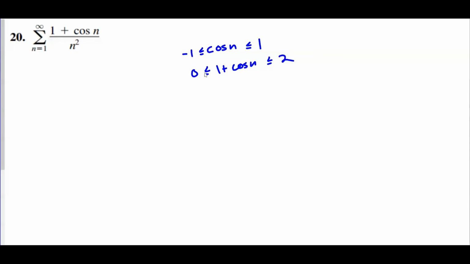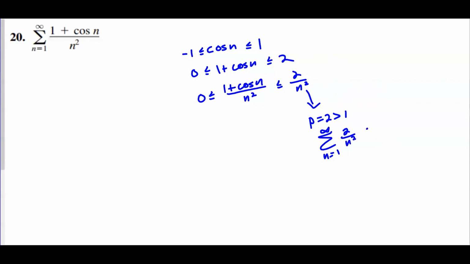And then if I divide both sides by n squared, and I know that this is a p series, p is equal to 2, that's bigger than 1, so this converges. The series from n equals 1 to infinity of 2 over n squared converges by the p-test. And this one's stuck between them, so this also converges.